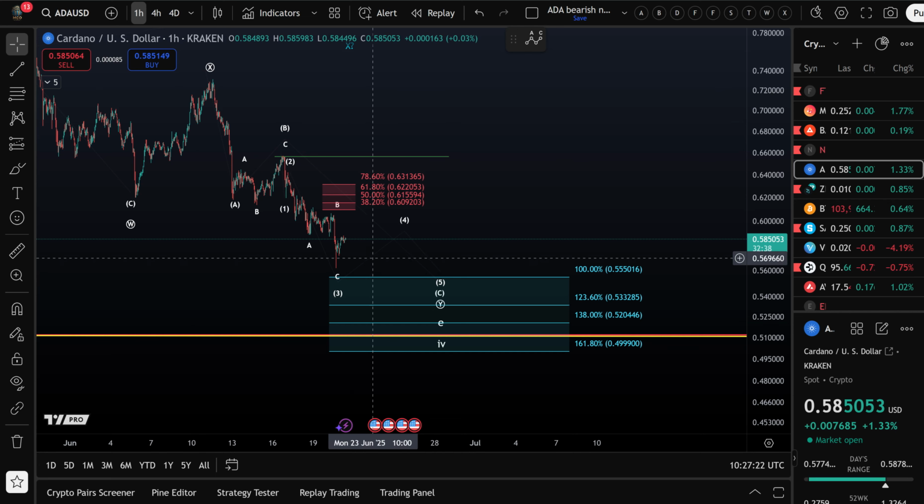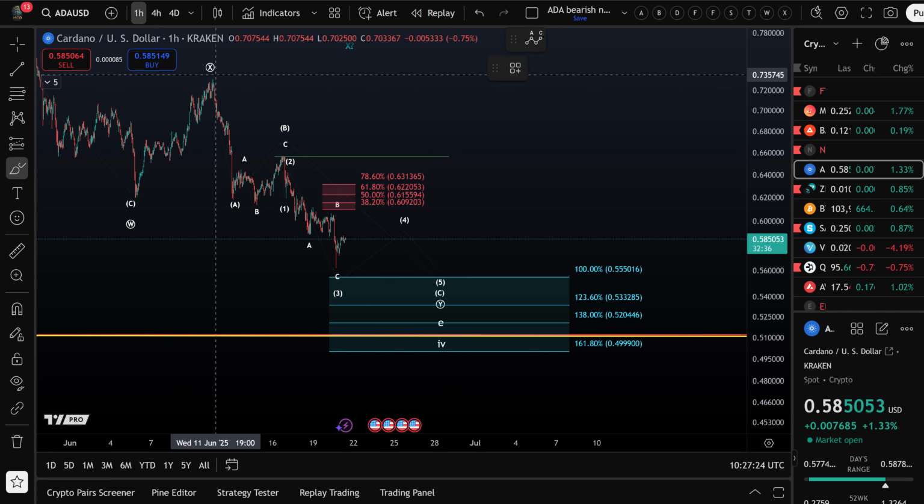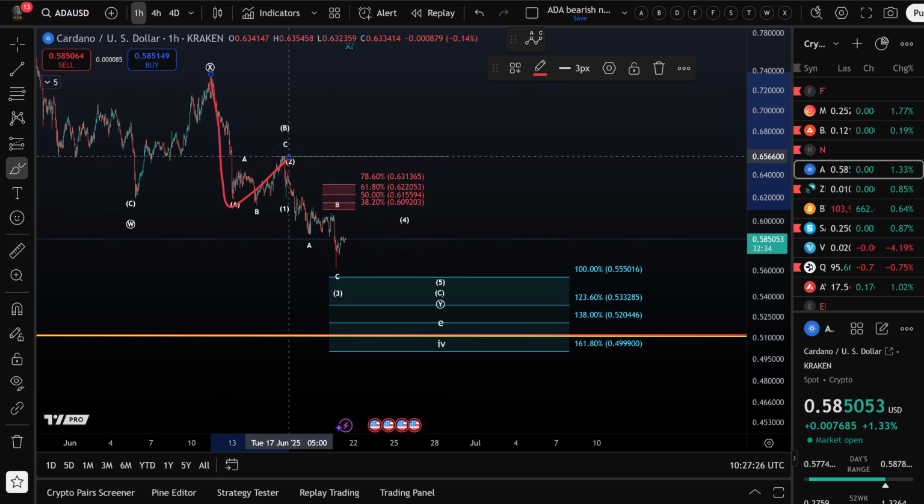Now, a Y wave, as I already said, is an ABC structure. So we already got the A wave, we got the B wave, and we could now be in the C wave, which should be a 5-wave move.